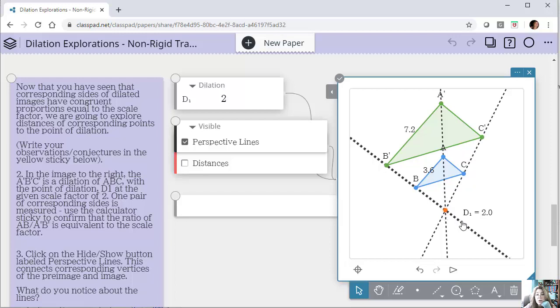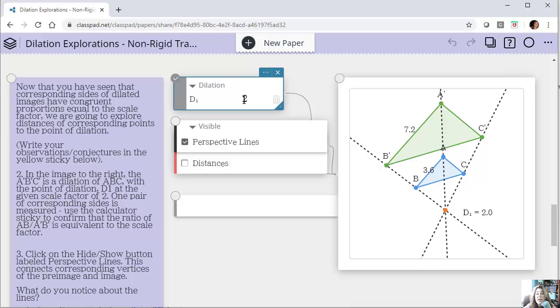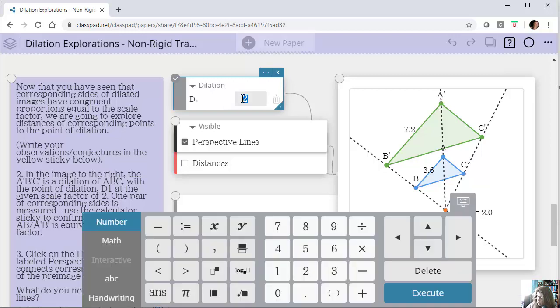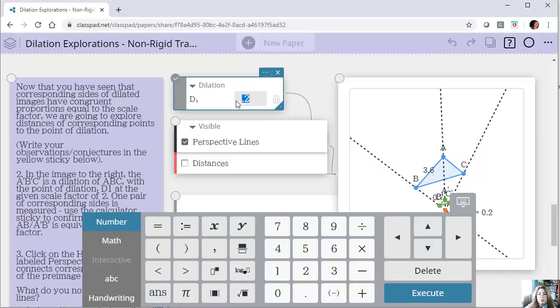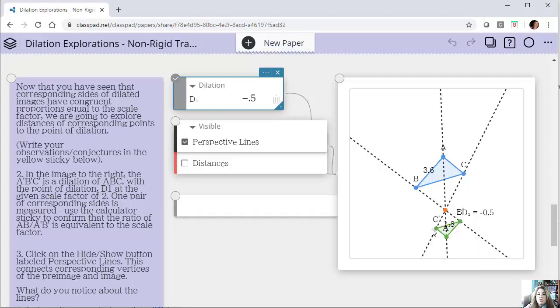And does that happen if I change the dilation? Does that stay consistent? So let's change it to be something smaller. And it still does. Let's change it to be something negative, which we already know flips things around. Does it still work? And so you'll notice that whether it is a dilation and also, I guess that'd be a reflection, is it keeping the corresponding vertices connected and going through this point of dilation? And the answer is yes. So that's what we're trying to get them to figure out here. And let me change this back to, no, it's fine.